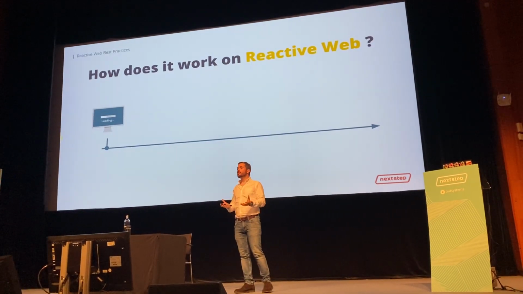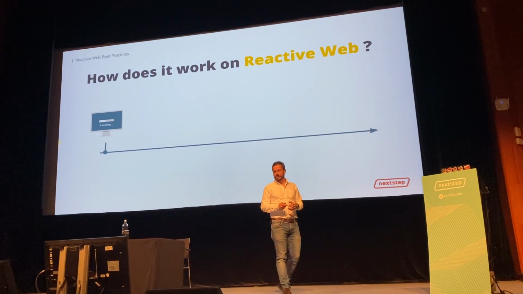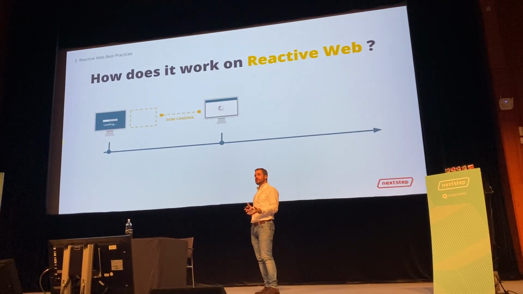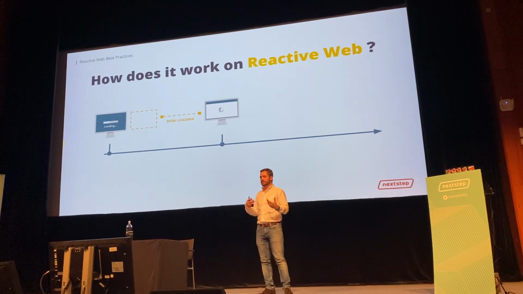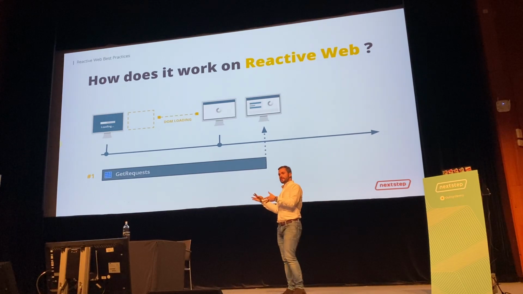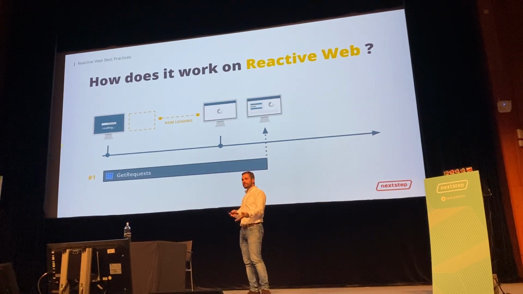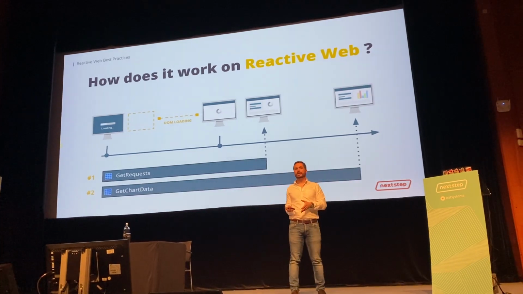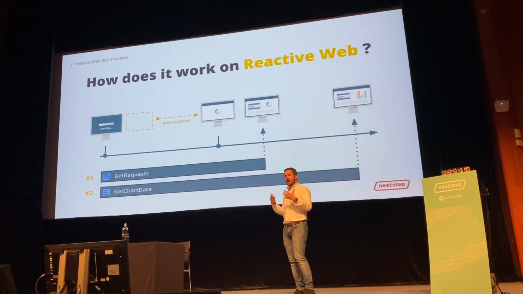Then, let's see how Reactive works. First, I have my page that is loading. Automatically, I will show something to the user, that is, my DOM is loading. In the meanwhile, I have my GET requests, that is my list, that is already available for the user. And then, after a while, it will render the data from the shard. So this is how it will work.